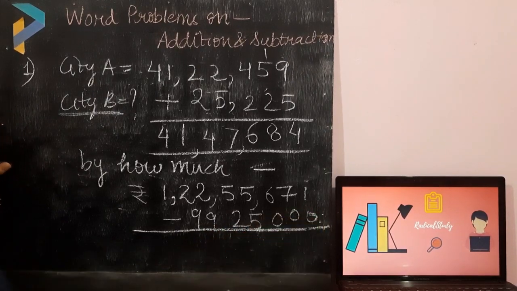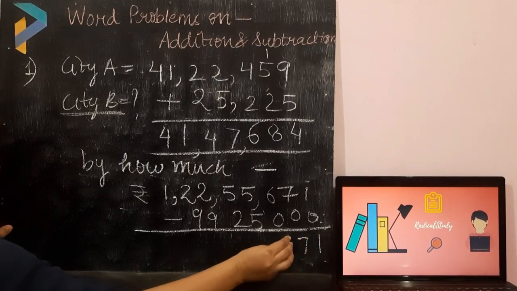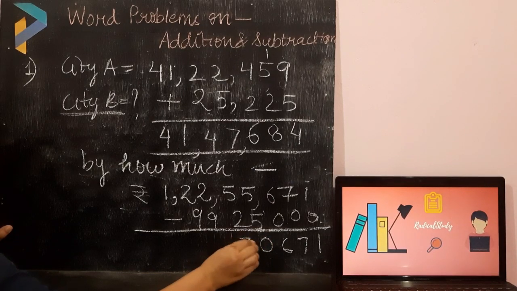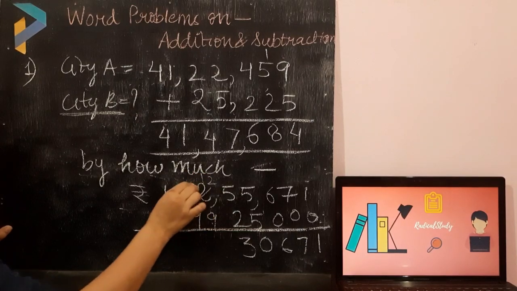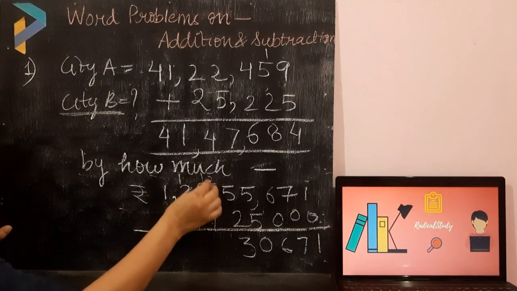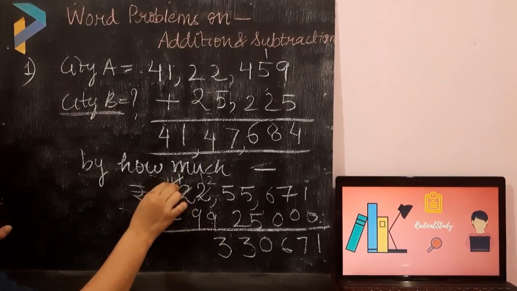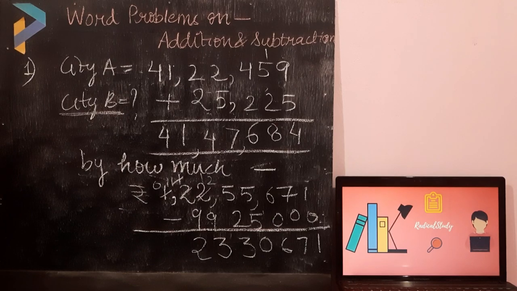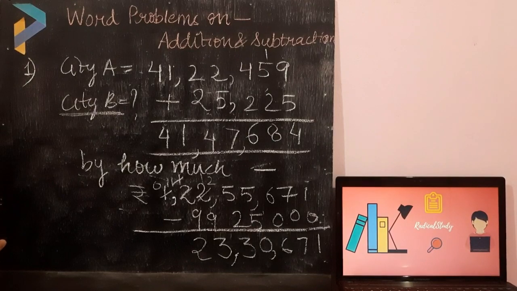So when I subtract, 1 minus 0 is 1. 7 minus 0 is 7, 6 minus 0 is 6, 5 minus 5 is 0, 5 minus 2 is 3. Now from 2 we cannot subtract 9, we have to take a carry, this will become 12, this will become 1. Now from 12 we have to take out 9, the answer will be 3. Now this 1 will become 11, it will become 0. So 11 minus 9 is 2. So what will be the answer? The answer will be 23,30,671.